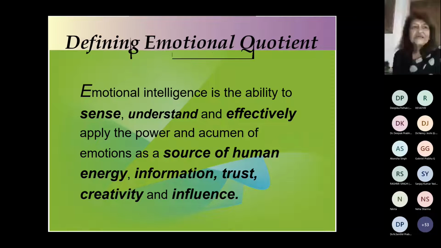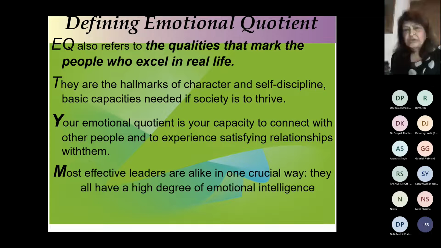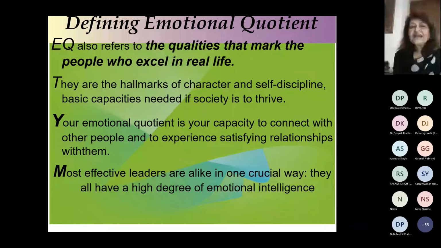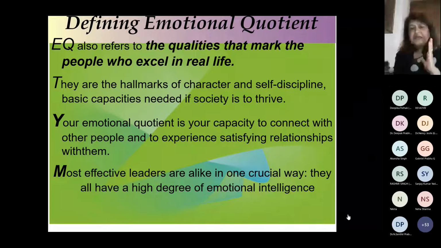Next slide. So many people are hired for their IQ, and they are fired for the lack of EQ. So all leaders who have very high emotional intelligence are the people who excel in life. They are the ones who connect with everybody. And they are the ones who are having very satisfying relationships. And they are all alike in one way, and that is that they have a very high emotional intelligence.